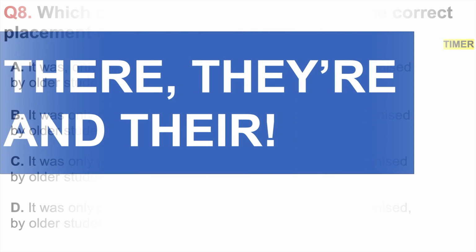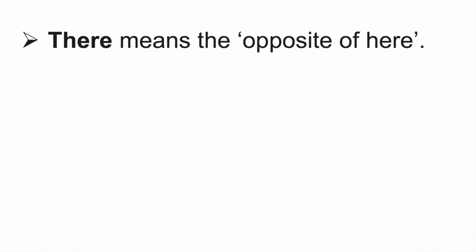Okay, brilliant. So now let's move on to a different section. And by the way, you are doing brilliant. We are making fantastic progress. Now the words there, their and they're all sound the same, but they are used differently and spelt differently within specific contexts. So there, T-H-E-R-E, means the opposite of here.